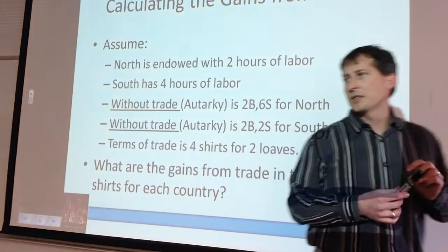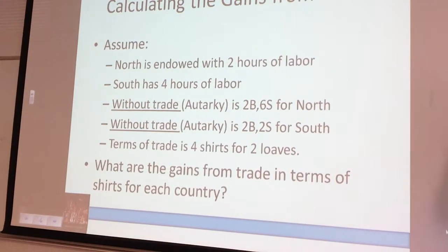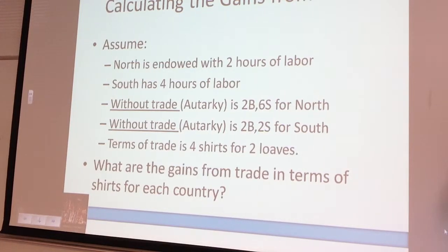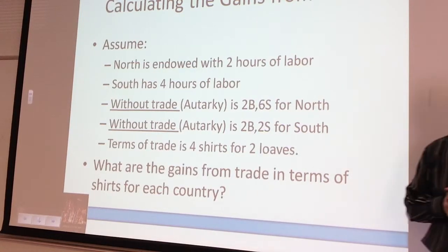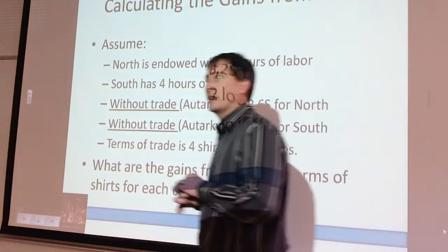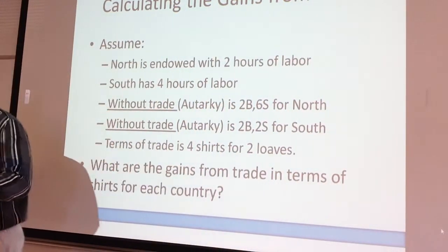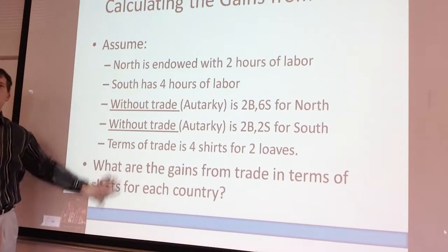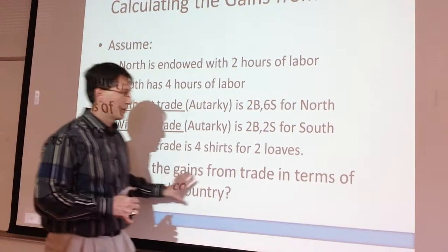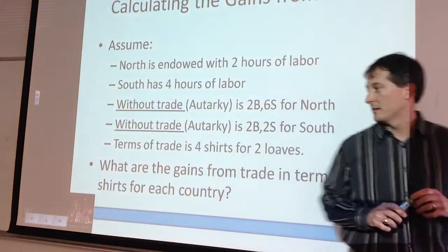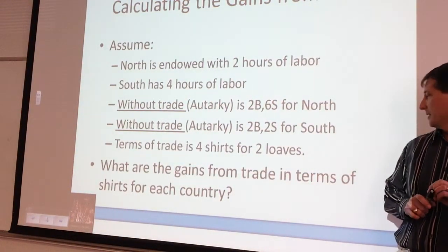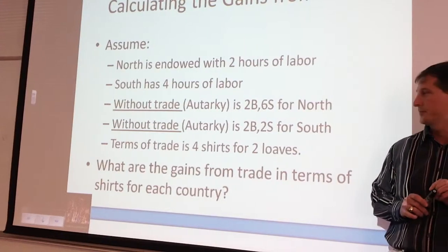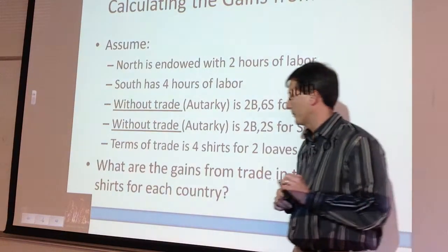So close your books if you got them open. You've already maybe looked at some things, but I want you to graph this out, which is not in the book. So I want you to graph the production possibilities frontier for each country using this data and show graphically the gains from trade in terms of shirts for the north and the south.